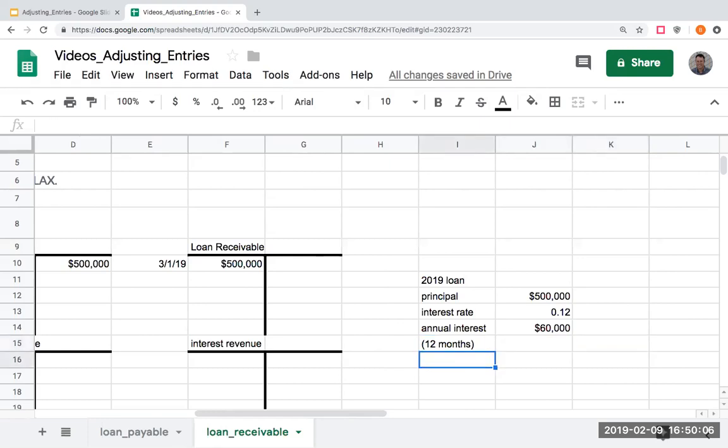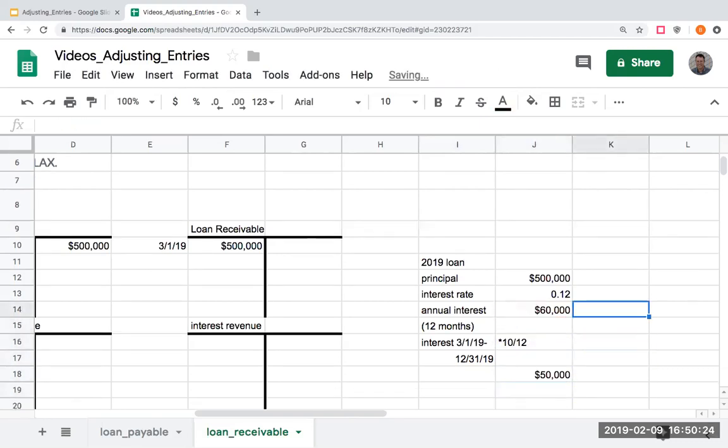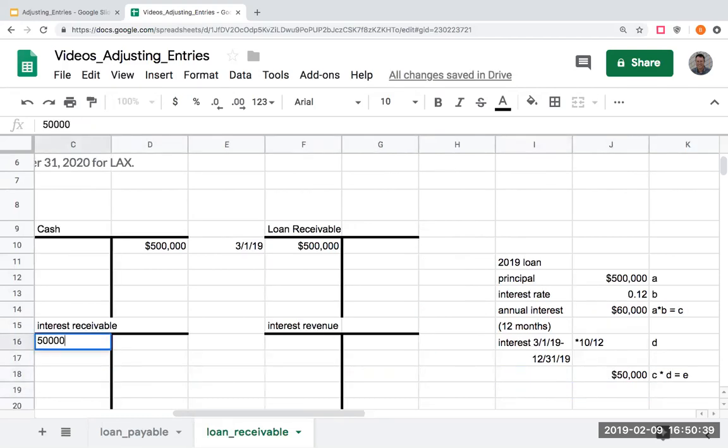So my interest from 3/1/19 through 12/31/19 is going to be, I'm going to multiply this by 10/12. I'm going to get 60,000 times 10/12, or $50,000. So when I'm recording this, my interest receivable is 50,000 and my interest revenue is also going to be $50,000.